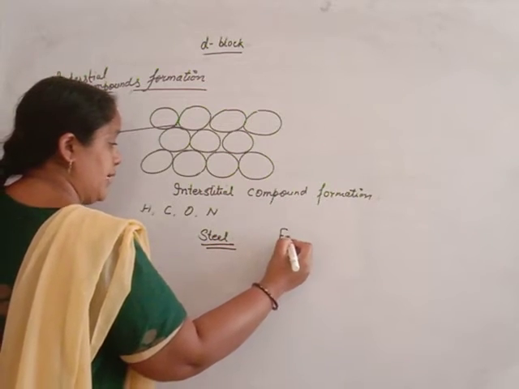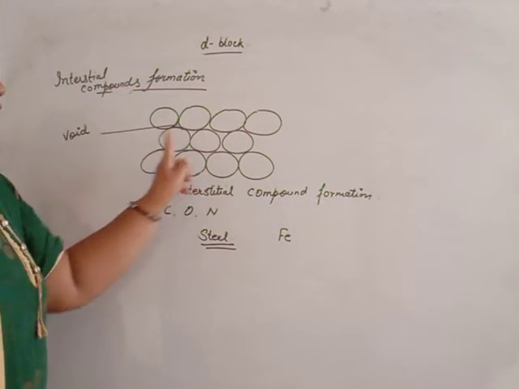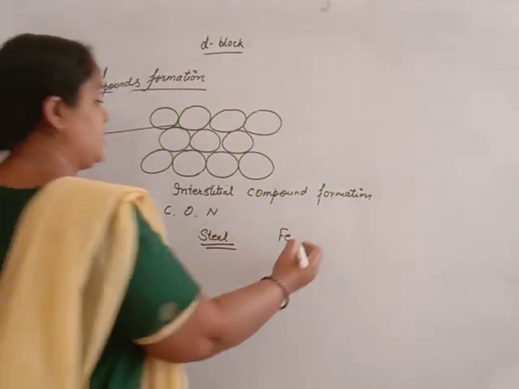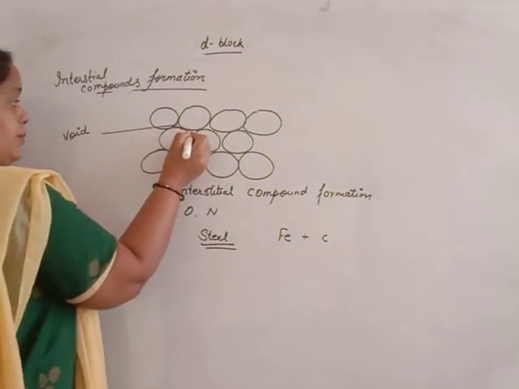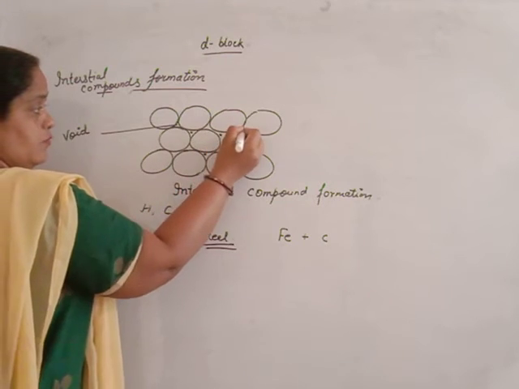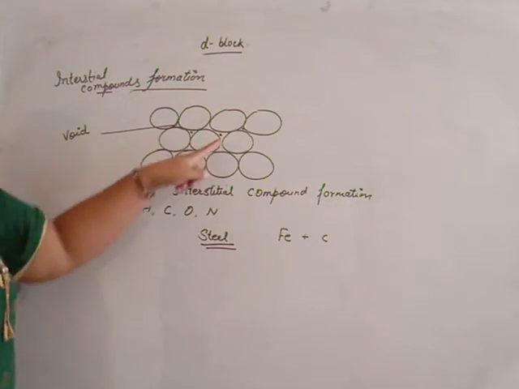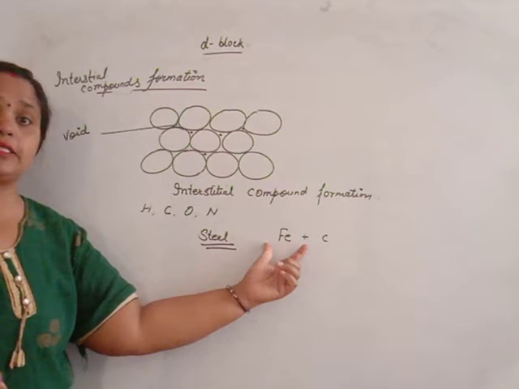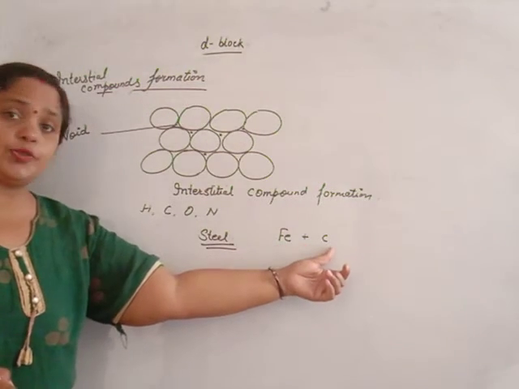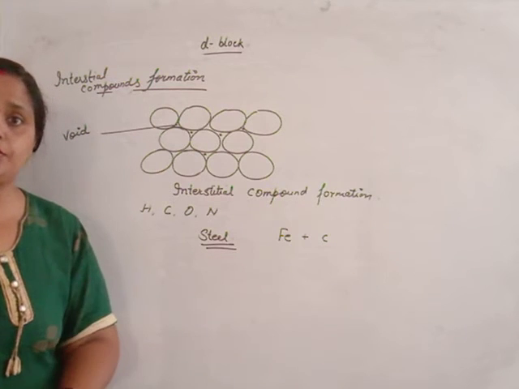Steel is made up of iron. Suppose these all are iron. Iron mixed with carbon. Carbon is of smaller size. It will occupy voids irregularly. And pure iron has the property of rusting. But when it is mixed with carbon, rusting does not occur.